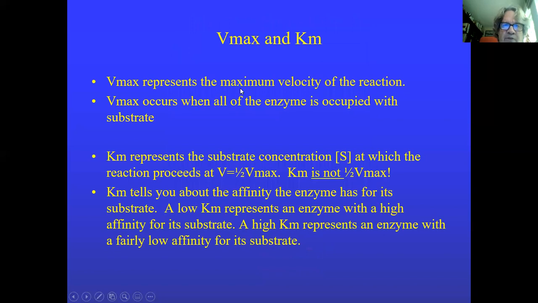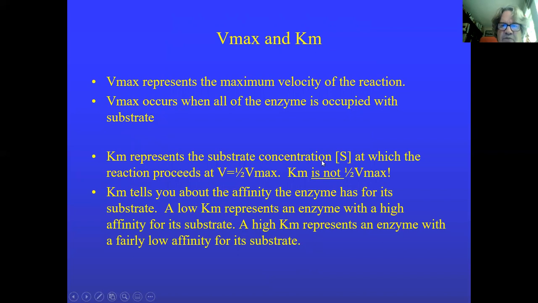Okay, so Vmax represents the maximum velocity of the reaction. Of course, what is Vmax then? Vmax occurs when all the enzyme is occupied by substrate. In other words, each enzyme molecule is functioning at full speed. It can't go any faster because it can't take any more substrate in any reaction cycle, right? So Vmax is maximum. Every enzyme is going at full speed, right?